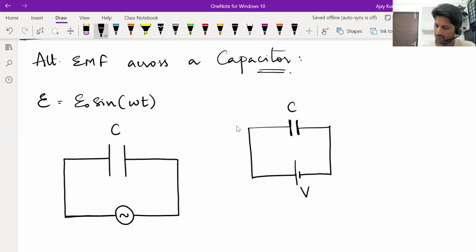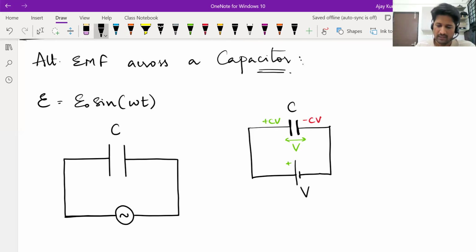Or will current keep on flowing? No, sir. When will it stop? When the potential difference becomes equal to V. So the potential difference across the capacitor plates becomes equal to V. The charge on the positive plate will be plus CV, Q is equal to CV, and on the negative plate will be minus CV. Once that happens, the current will stop, the charge flow will stop.